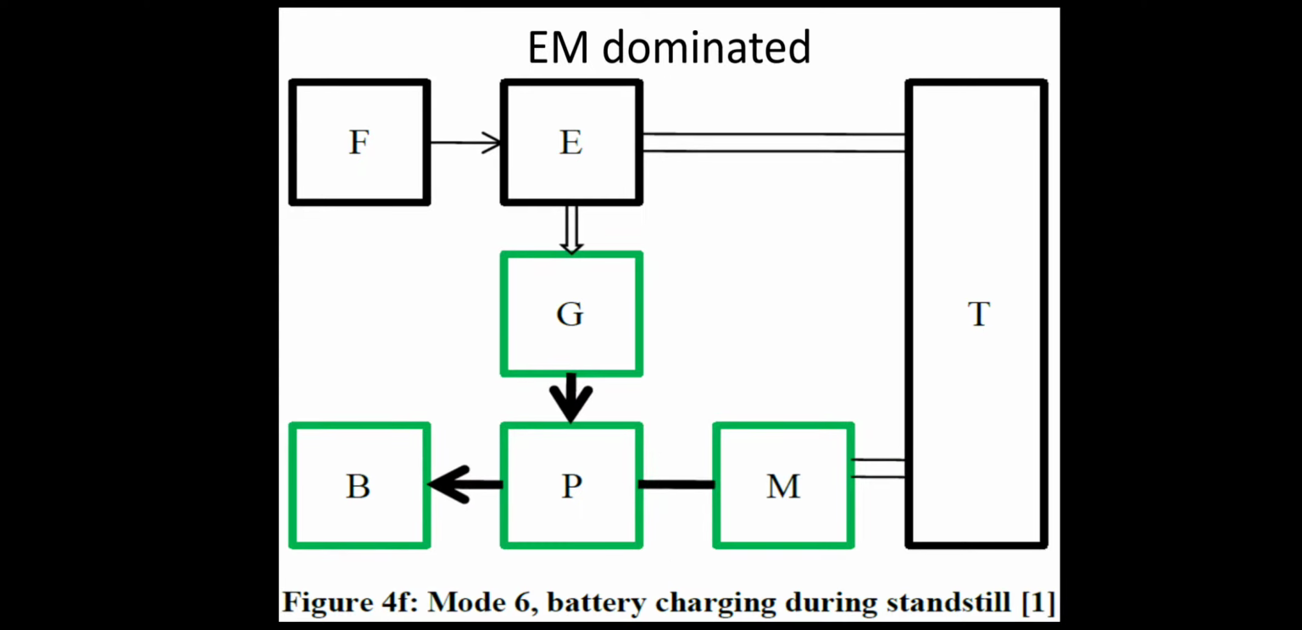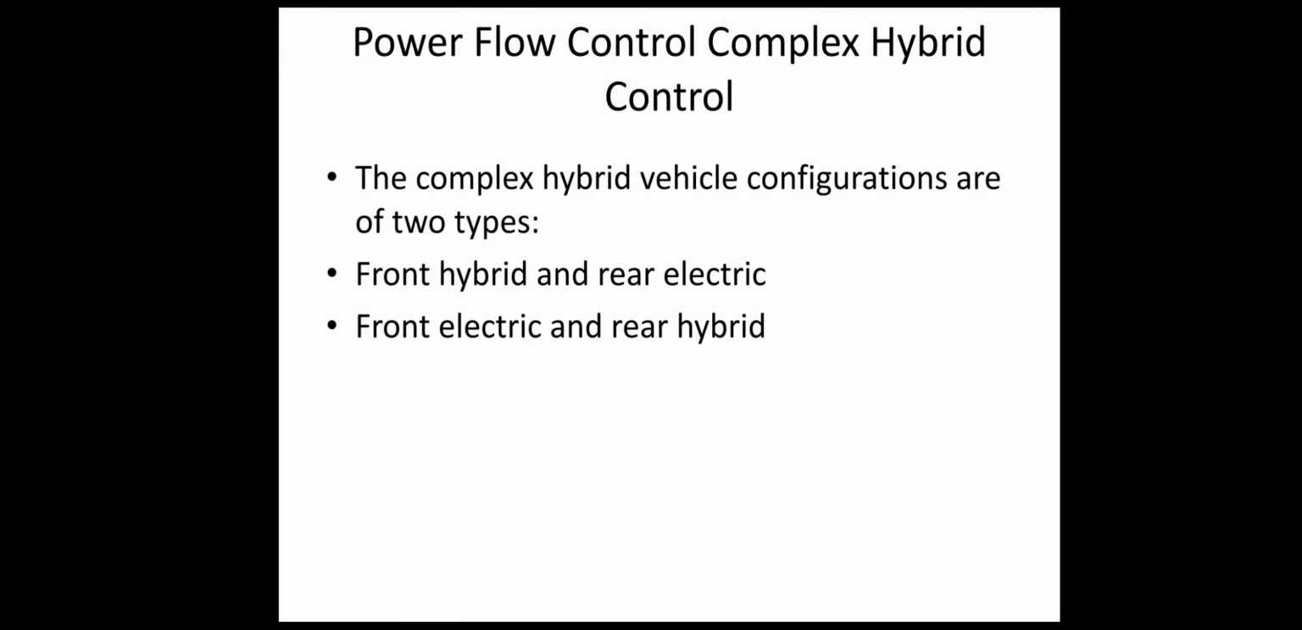The next mode is battery charging during standstill. When the vehicle is at standstill, the IC engine can deliver the power to charge the battery via the electric motor as well as the generator. So these are the modes of the electric motor dominated system. Now next is the power flow control for the complex hybrid system.